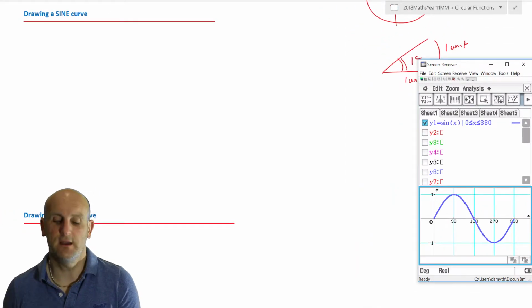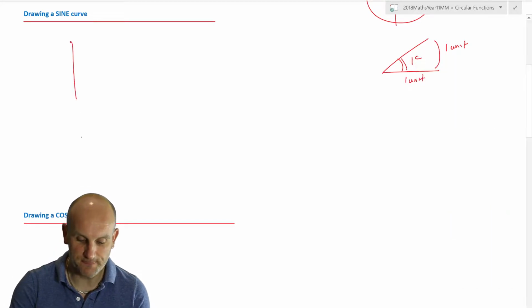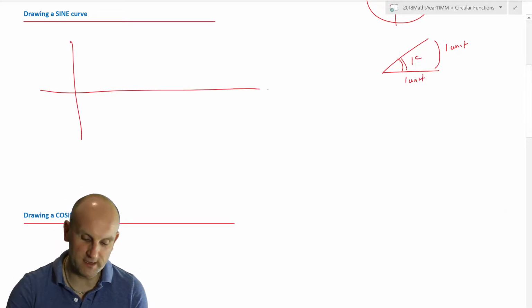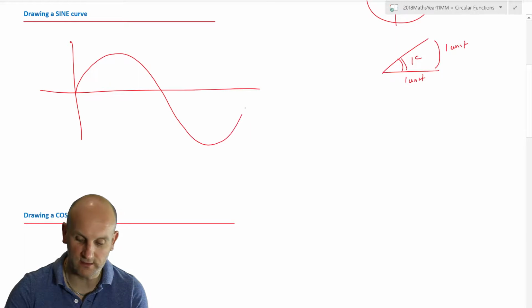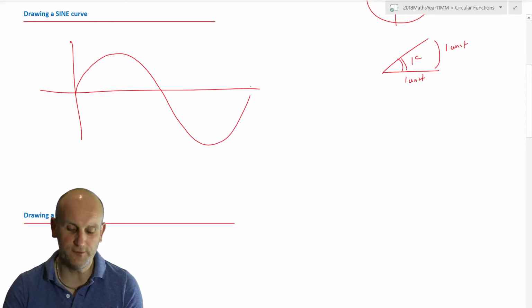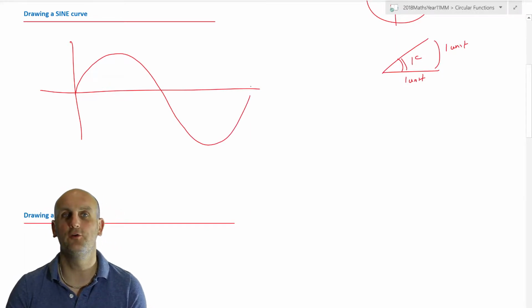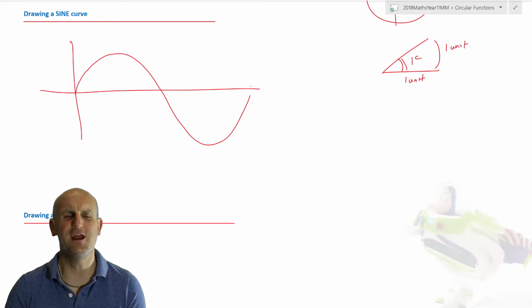So there is a sine curve, and I'm going to draw it on here for bigger reference, just to make it slightly bigger because I can't annotate on my calculator. Now, the wonderful thing about a sine curve is it goes on to infinity and beyond.